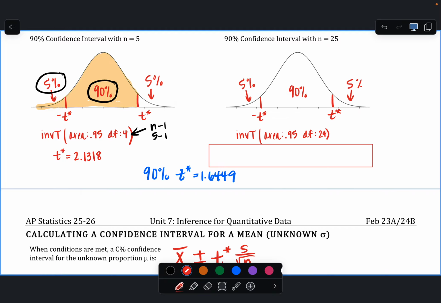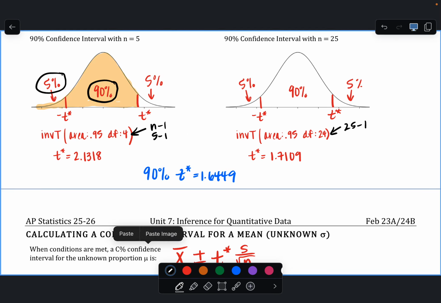I went ahead and changed the degree of freedom to be 25 minus 1 because of the sample size change, which gave me 24. And this one looks a lot closer to the z-star value. So this is 1.7 compared to 1.64. So it's getting closer to the standard normal curve. Over time, if that sample size gets any bigger, it will start to get closer and closer to 1.6449.